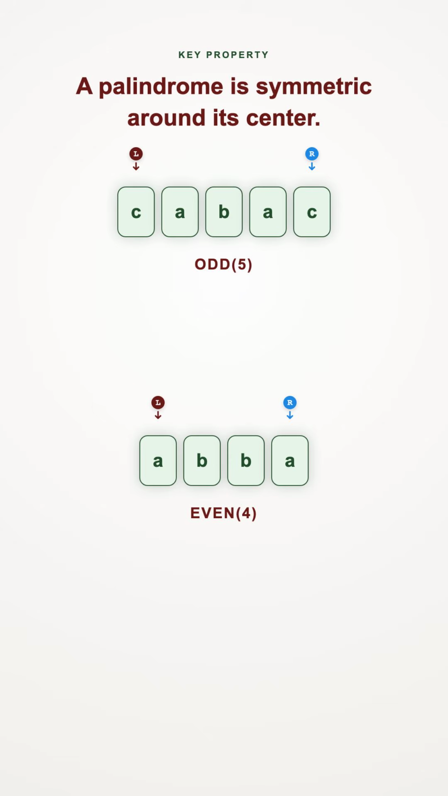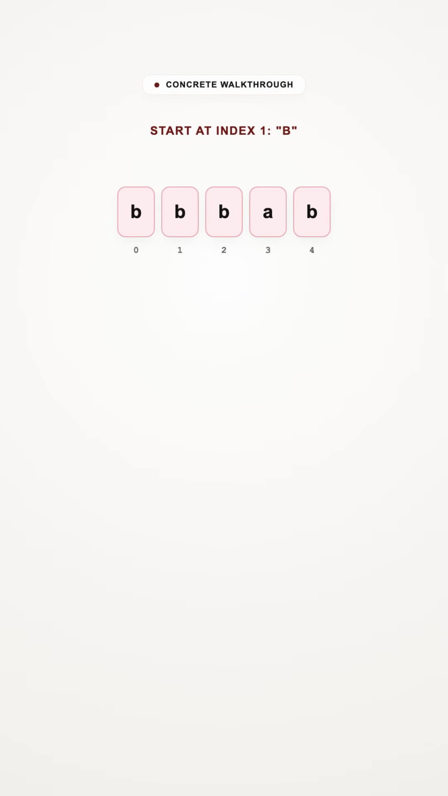And from this, we get the key property we need. A palindrome is symmetric around its center. That is the idea we'll use to build our algorithm. Now let's look at this string BBBAB. Instead of brute forcing every substring, we treat every index as a potential center and expand outward.